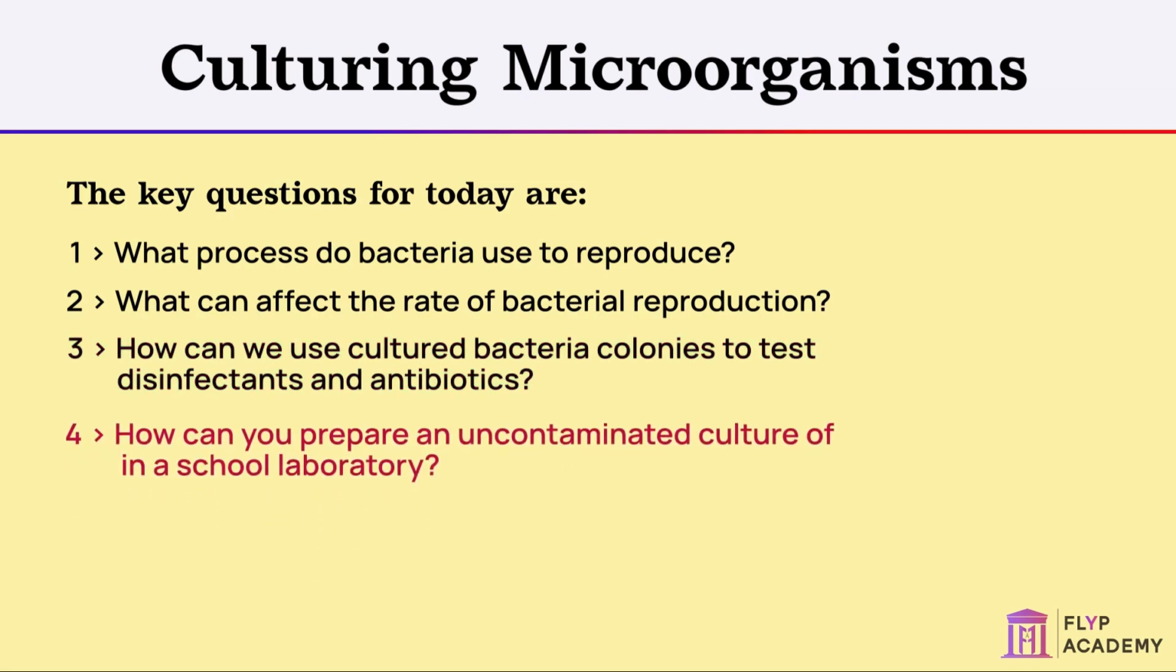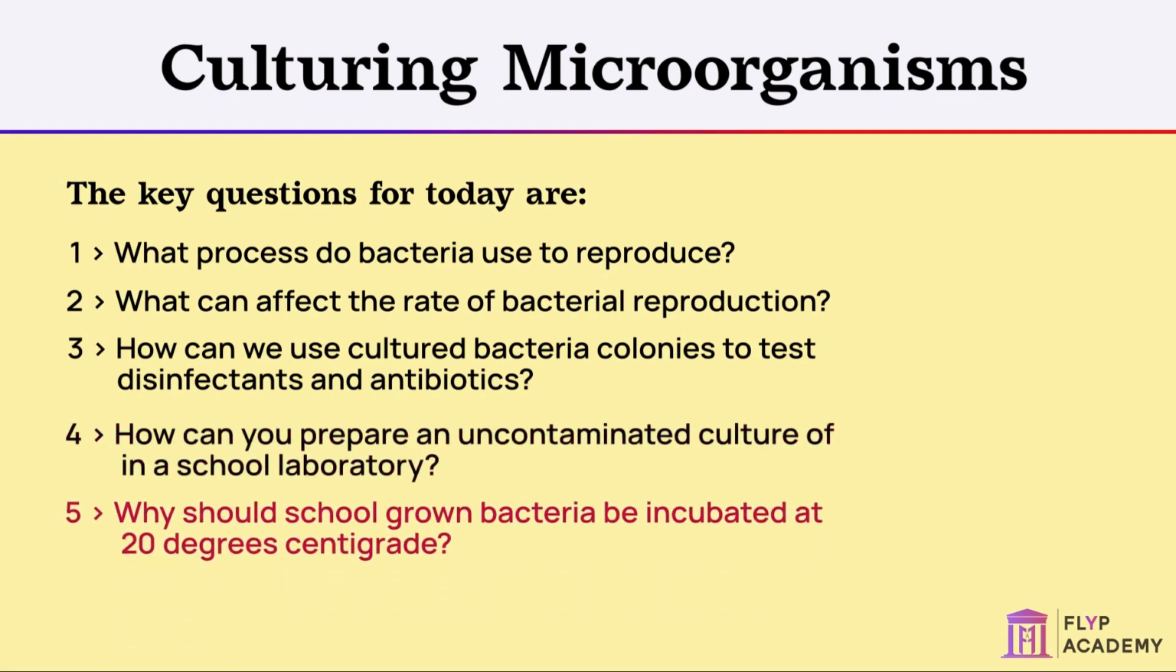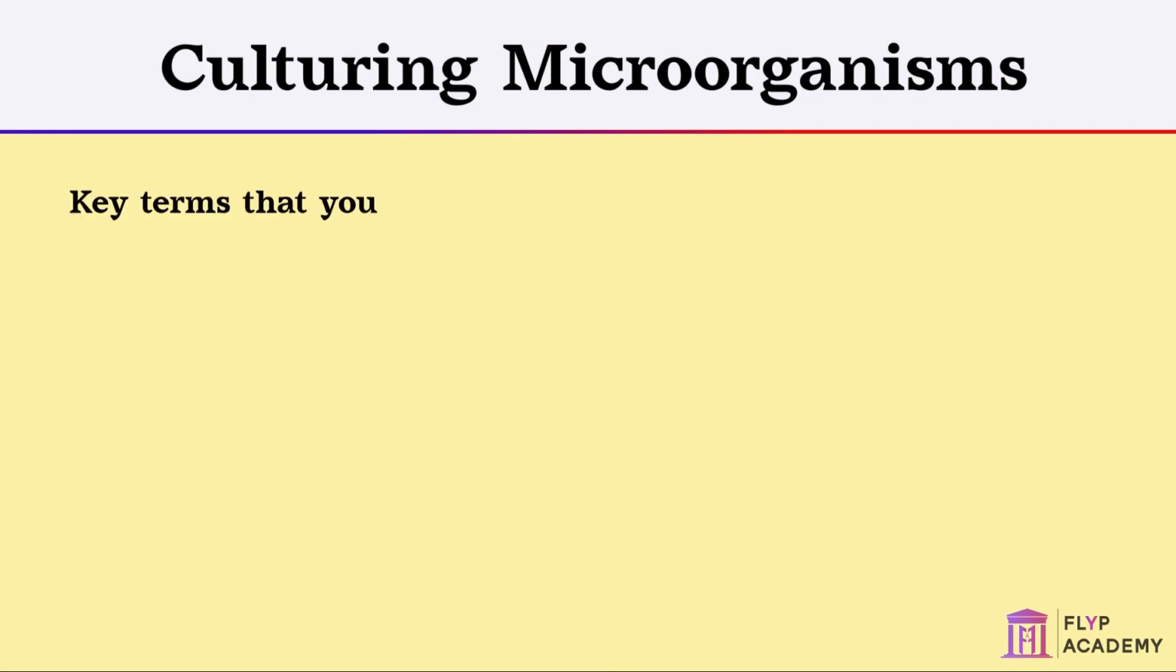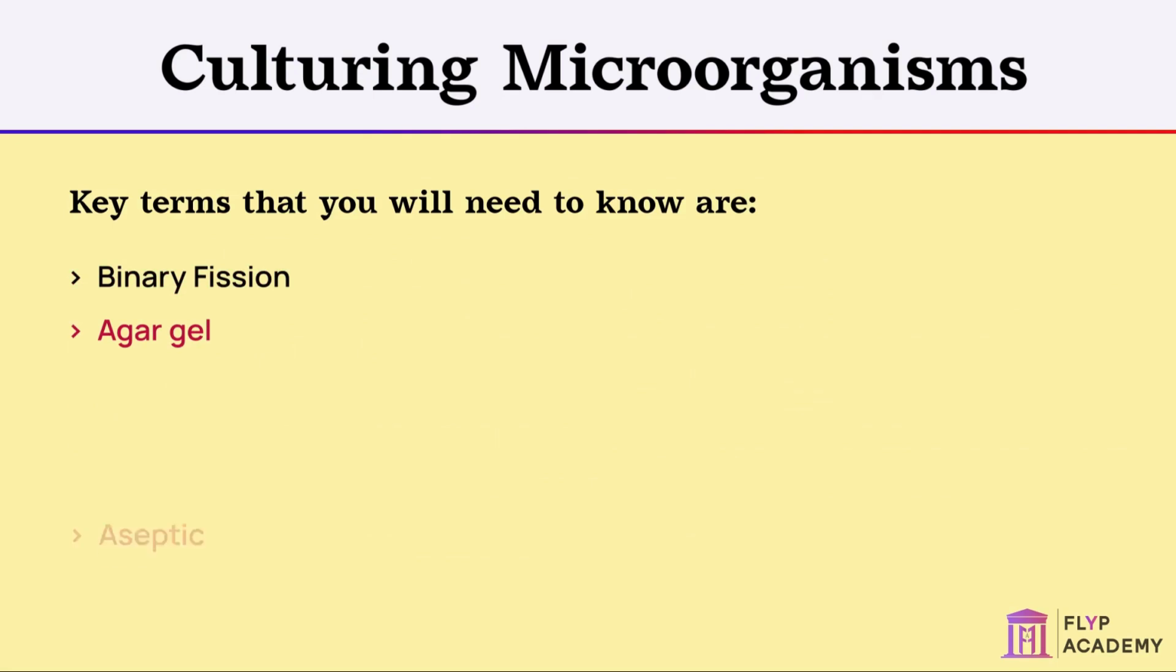How can you prepare an uncontaminated culture of bacteria in a school laboratory? Why should school-grown bacteria be incubated at 20 degrees centigrade? Key terms that you will need to know are binary fission, agar gel, aseptic, antibiotic, incubation.